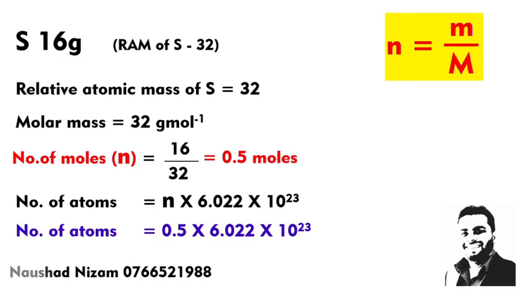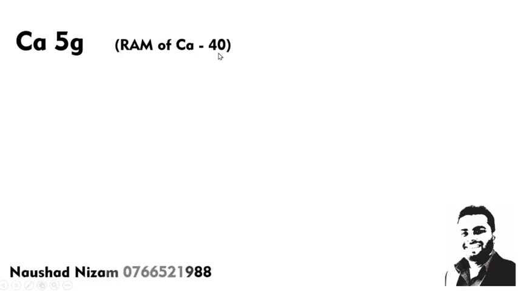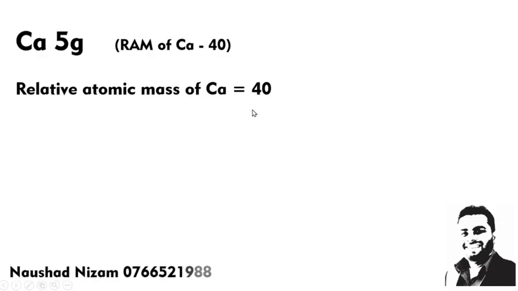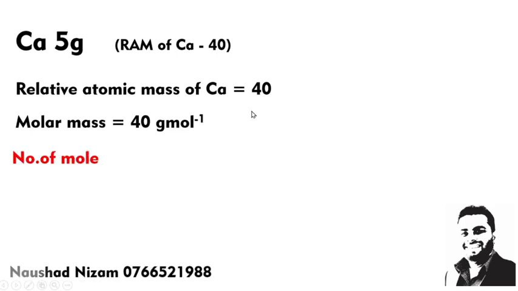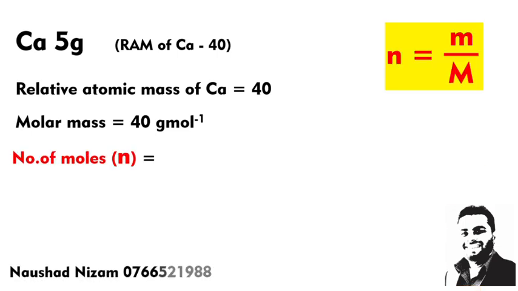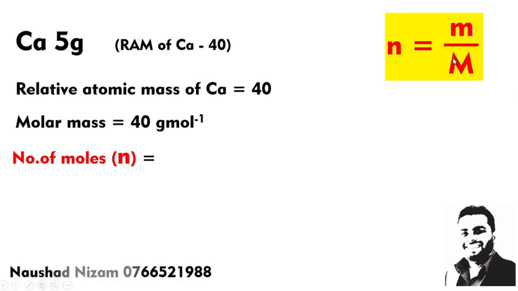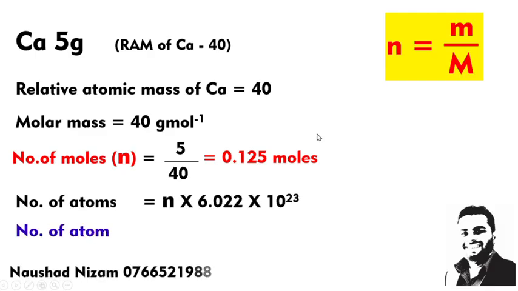Let's move on to the next calculation, that is 5 grams of calcium. The relative atomic mass of calcium is given as 40. So the molar mass is 40 grams per mole. Then you find the number of moles using this equation: 5 over 40, so you get 0.125 moles. That is the number of moles. To get the number of atoms, multiply it by Avogadro number.